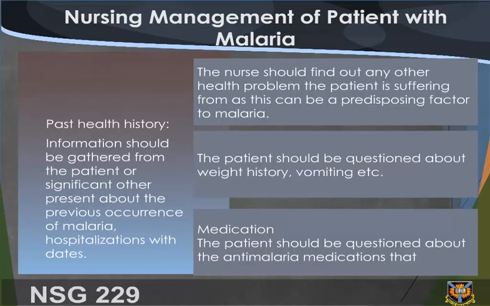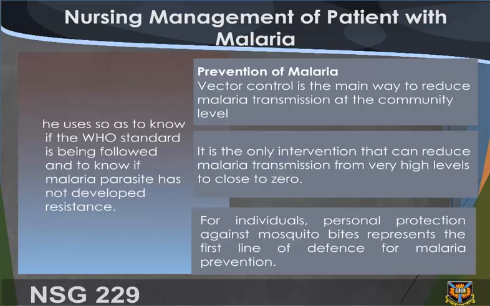Medication. The patient should be questioned about the anti-malaria medications that he uses so as to know if the WHO standard is being followed and to know if the malaria parasite has not developed resistance. Prevention of malaria. Vector control is the main way to reduce malaria transmission at the community level. It is the only intervention that can reduce malaria transmission from very high levels to close to zero. For individuals, personal protection against mosquito bites represents the first line of defense for malaria prevention.